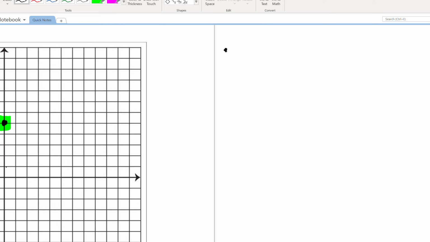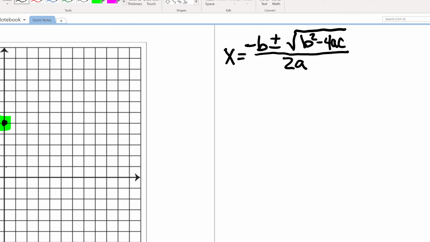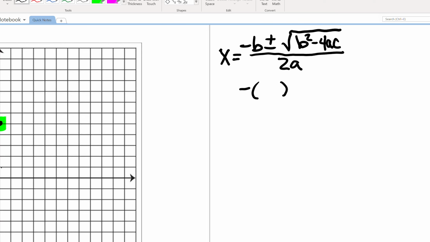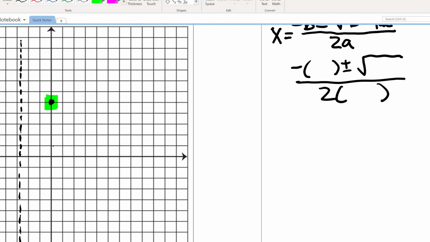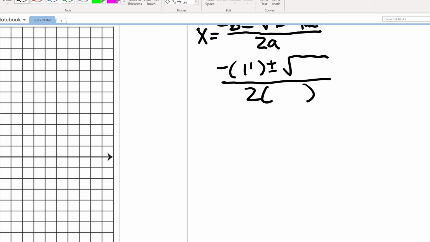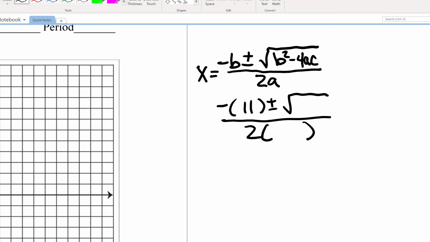Sing with me. X equals negative b plus or minus the square root of b squared minus 4ac all over 2a. And then right below it, I put negative b plus or minus the square root all over 2a. And b, check, is 11. So 11. And then my discriminant.